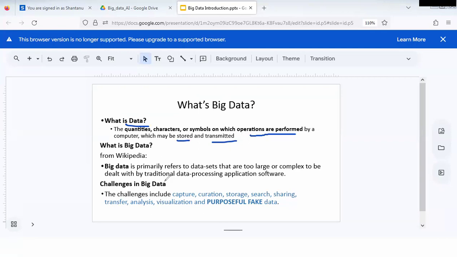Then what is big data? Big data is very large data that is too large or too complex, which cannot be processed by a single computer or traditional data processing applications. And then we saw challenges in big data. So understand, as of now in industry there are a lot of challenges which are being faced to handle big data.